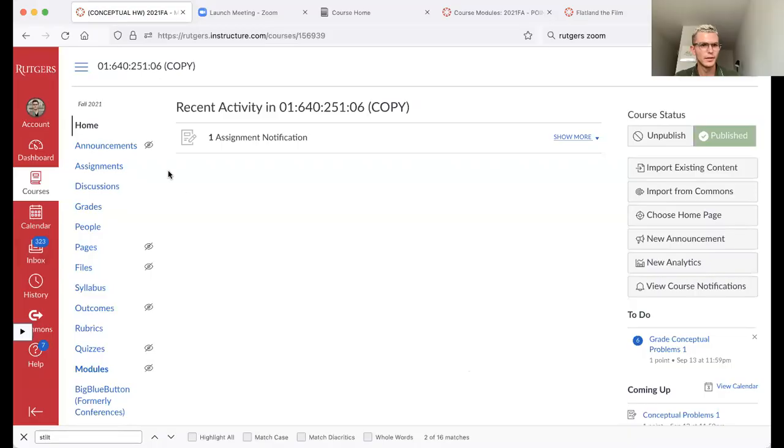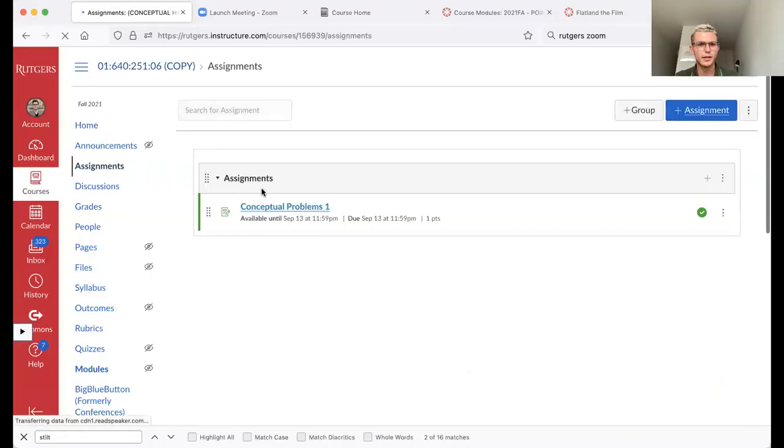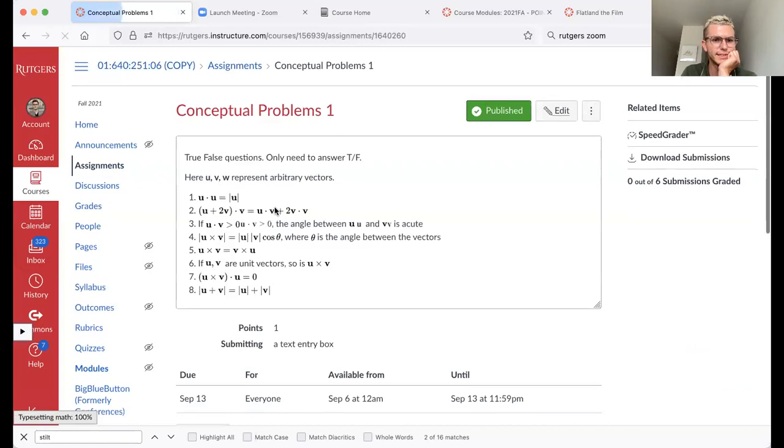I had a question on the conceptual questions. I'm having trouble with number 6. Oh yeah, we can go to that one. Let me open it and check the screen share. Assignment number 6 is this one, right?